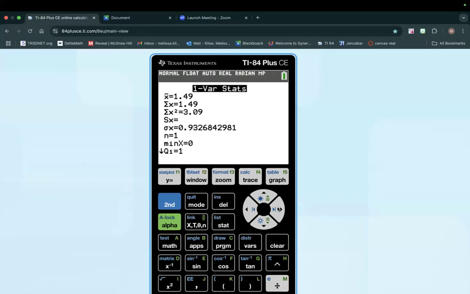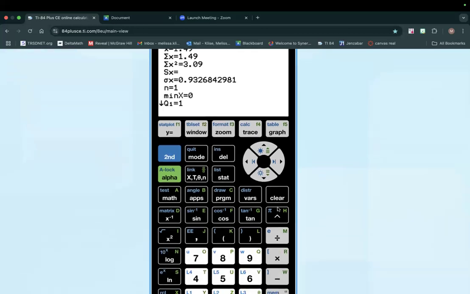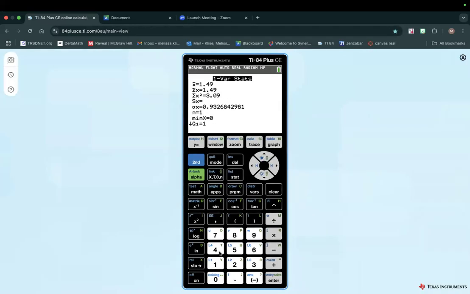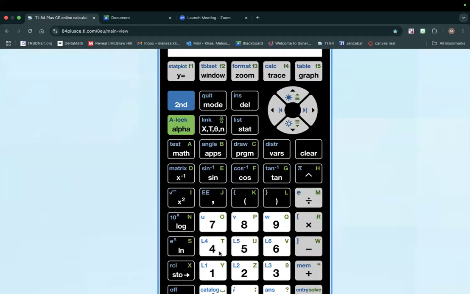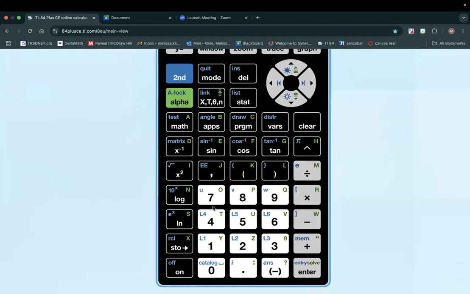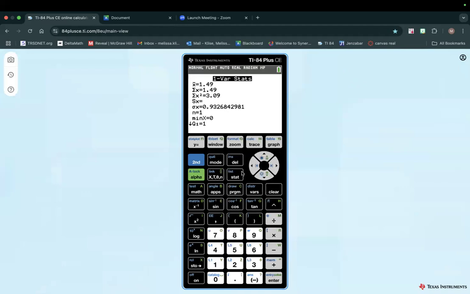But how do you get the L2? So down here, if you hit second 2, that's where the L2 is. And whichever lists you're using, I frequently use multiple lists for different things. So if I wanted list 3, I would do second 3, list 6, second 6. So all your lists are just like that.